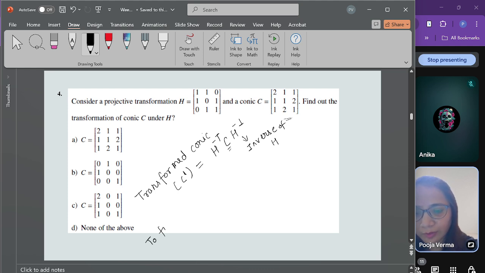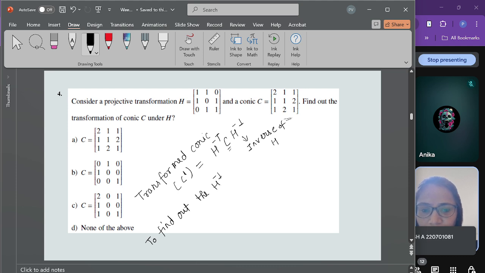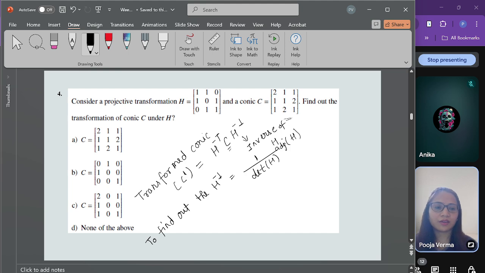I'm just writing step by step. To find H inverse, we need to find 1 by determinant of H times the adjoint of H. Yeah, correct. So how can we find the determinant of H? First, we need to find the determinant of H, then the adjoint of H. Now, next, how can we calculate the adjoint of H?